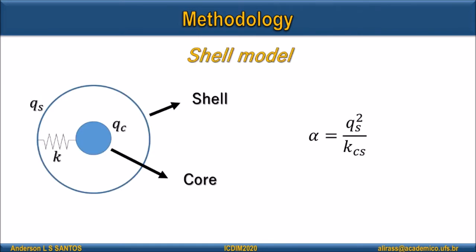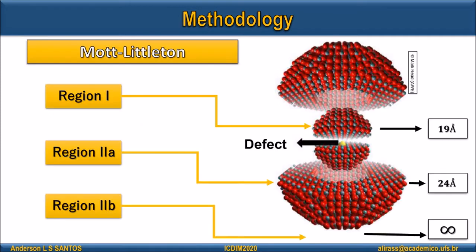And the electronic polarizability effect was included using the shell model of Dick and Overhauser. This approach consists of dividing the ion into two parts, whereby a core represents the nucleus and inner electrons of the ion, and a shell simulates the valence electrons.